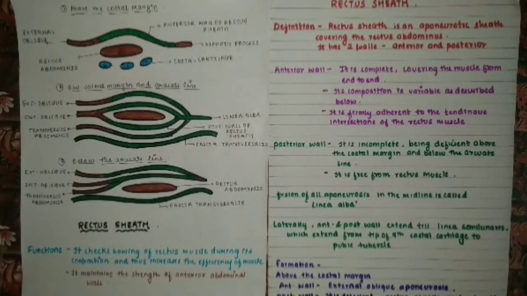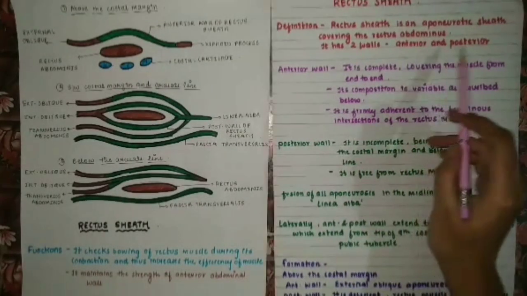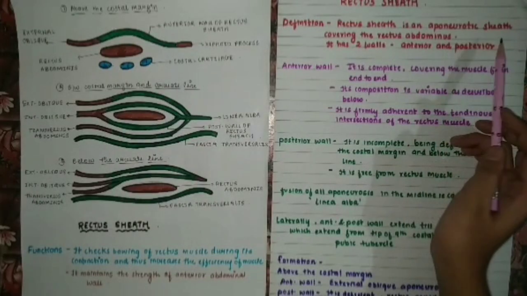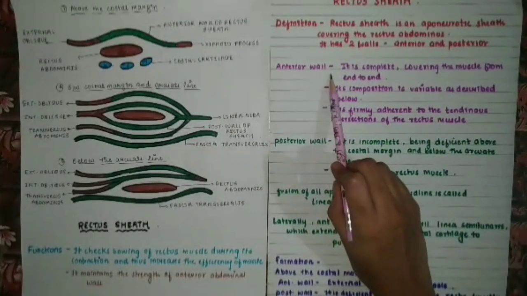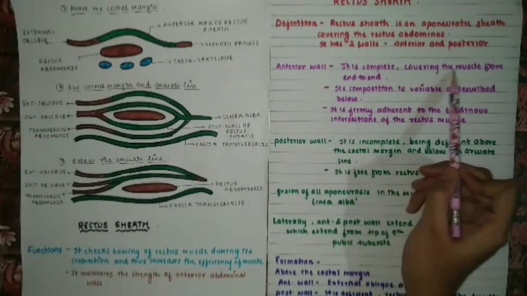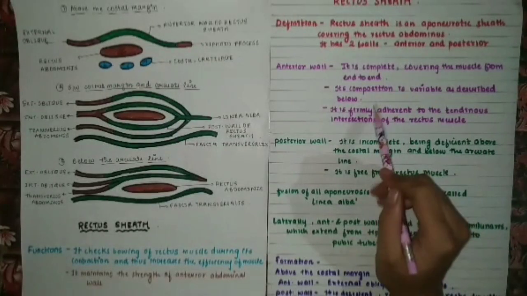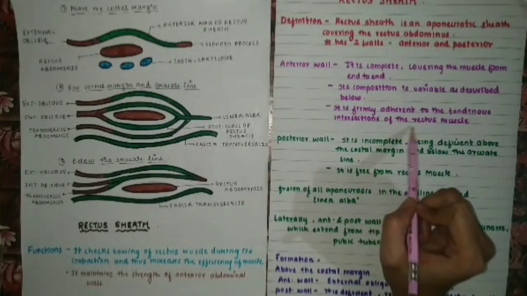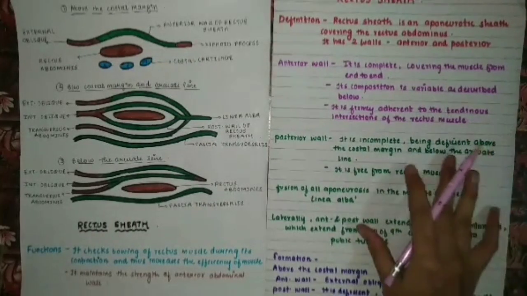So let's begin. Rectus sheath is an aponeurotic sheath covering the rectus abdominis muscle. It has two walls, anterior and posterior. So, it is an aponeurotic sheath which covers the whole rectus abdominis muscle. Anterior wall, it is complete, covering the muscle from end to end. It is firmly adherent to the tendinous intersections of the rectus muscle.